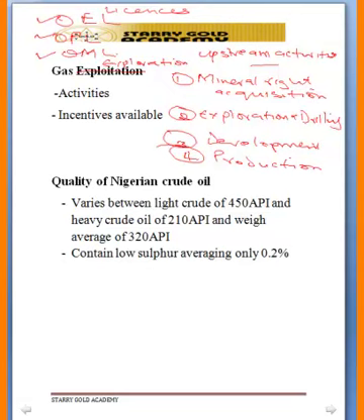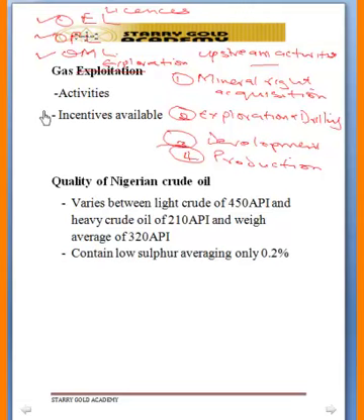For gas exploitation, what are the incentives? Let's go through the incentives that are available to them. One, in the course of separating oil and gas from the reservoir into usable product, it is considered part of the oil field development. The cost of doing that is regarded as part of the oil field development. They are regarded as qualifying capital expenditure, and so will be claiming capital allowance.